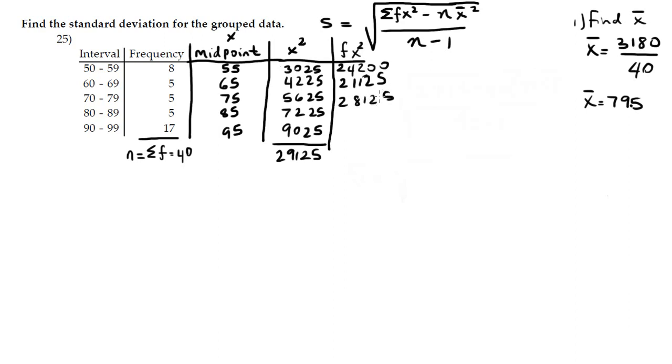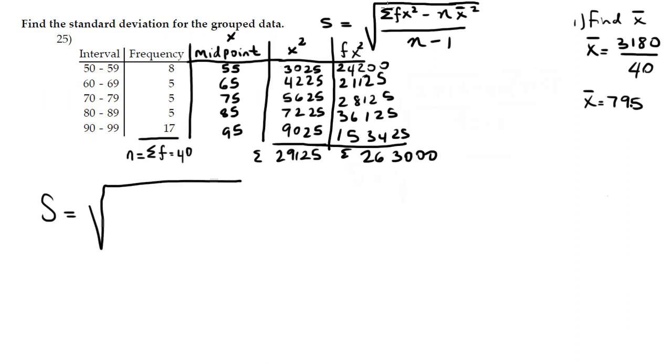5 times 56.25, that's 281.25. 5 times 72.25, that's 361.25. 17 times 90.25, that's 1534.25. Now we're finding the sum here. So 242 plus 211.25 plus 281.25 plus... Okay. So the sum should be 2630. So I'm going to continue with my formula now.